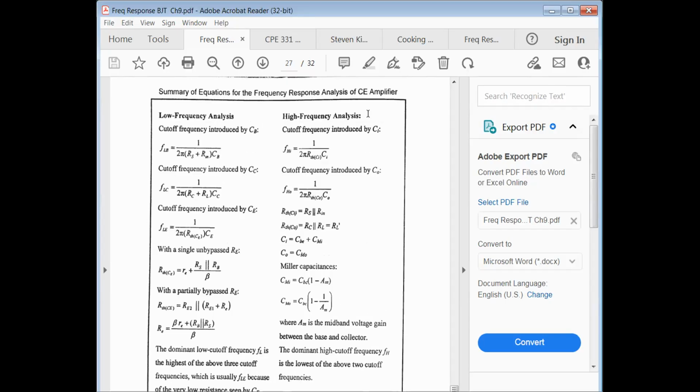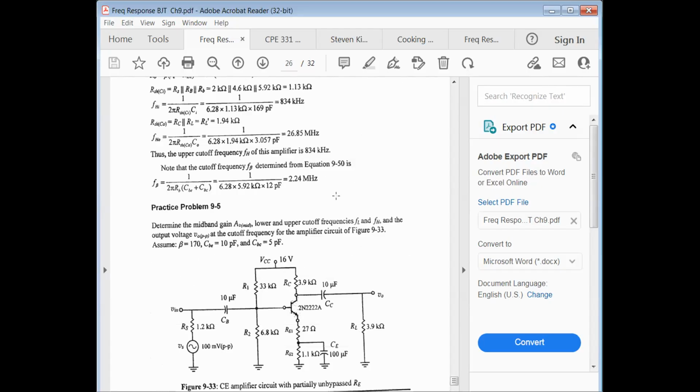Okay. Next, we're going to look at high frequency analysis, and this is all due to capacitances within the transistor itself. And so there are actually two poles associated with capacitances and one associated with your beta roll off or your gain roll off of your transistor. So let's get to that real quick.